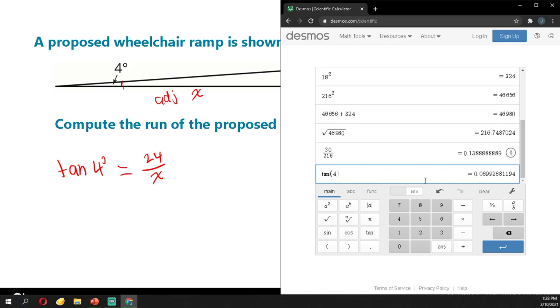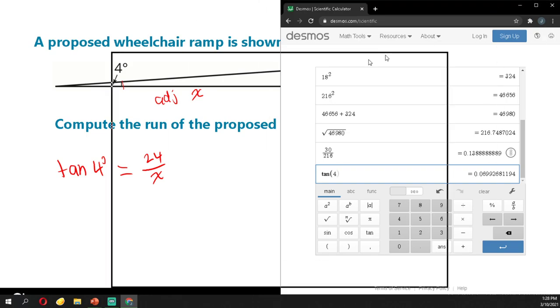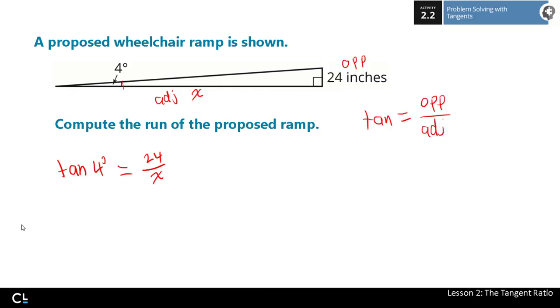So the tangent of 4 is equal to this number here, 0.06926. So we're going to round that to 0.07. So instead of having tangent 4 here, we're going to put 0.07. And that's the number we're going to work with. And it's still equal to 24 over x. But now, how do we solve for x? Well, it's in our denominator. So we're going to multiply both sides by x to get it out of there, right?